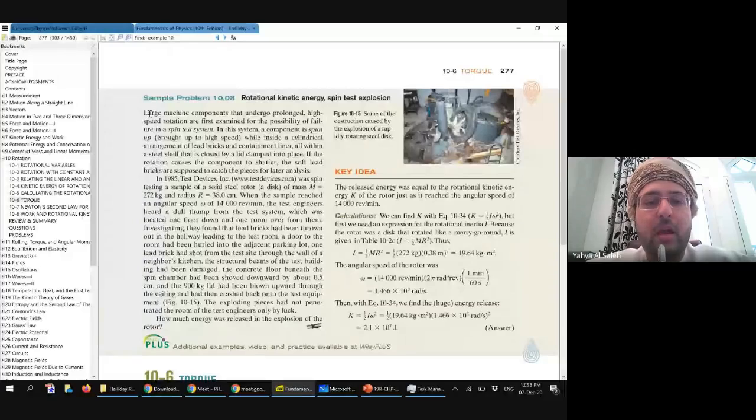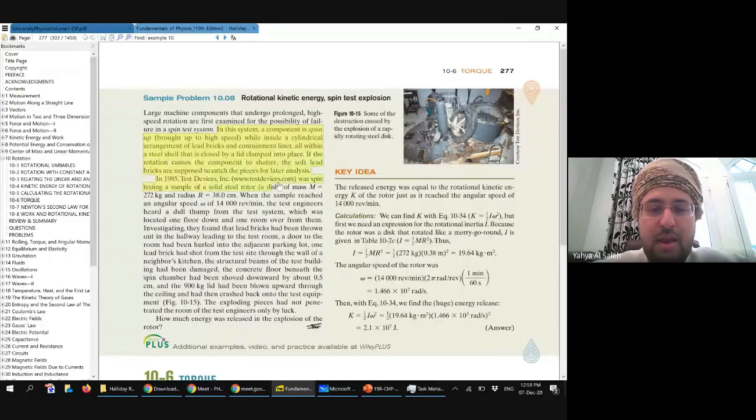Large machine components that undergo prolonged high-speed rotation are first examined for the possibility of failure in a spin test system. In this system, a component is spun up, brought up to high speed, while inside a cylindrical arrangement of lead bricks and containment layer, all within a steel shell that is closed by a lid clamped into place.